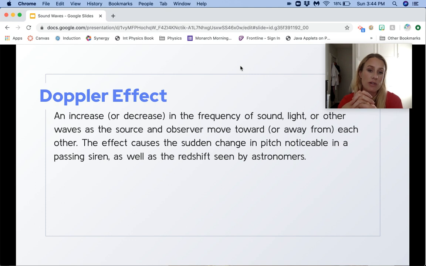Now, the effect causes a sudden change in pitch that's noticeable in a passing siren, as well as the redshift seen by astronomers. So think about the pitch change when a fire truck or a police car with their sirens blazing, or an ambulance, is coming toward you and then goes away from you. If you're standing on a street corner, what does the siren sound like? Think about it for a second. It sounds high as it comes towards you.